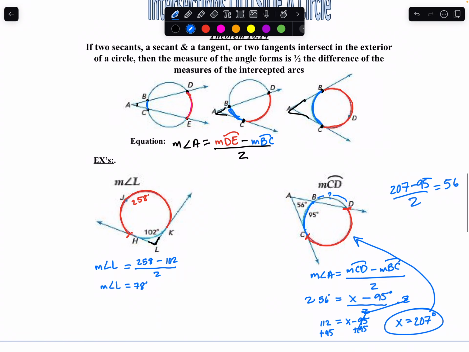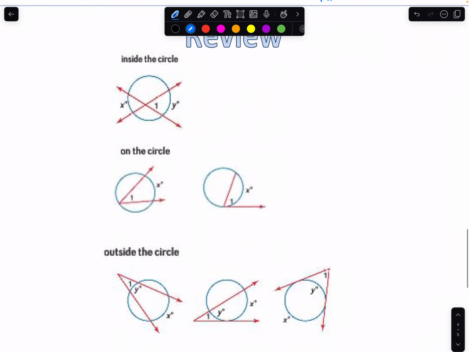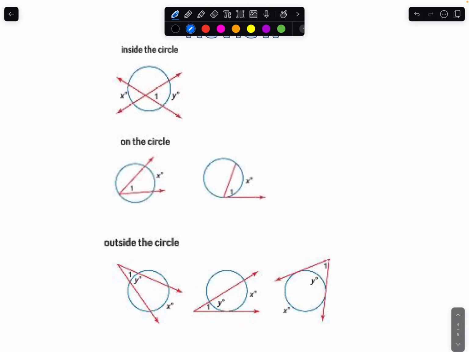So let's review a little bit. We had 3 real scenarios. The 2 lines can intersect somewhere inside the circle. When that happens, we take the angles on the outside, we add them, and we divide by 2. Because the angle on the inside has to be somewhere between the 2 values. It'll be the average of the 2, exactly in the middle, the midpoint. When you average these 2 numbers, it'll find the location that measures exactly angle 1.